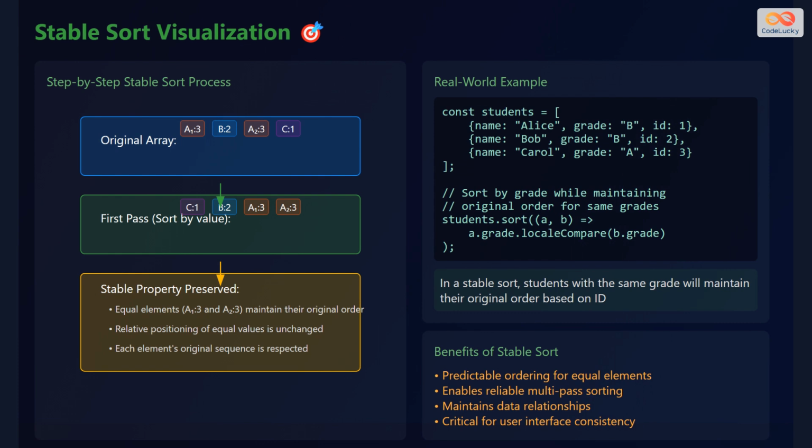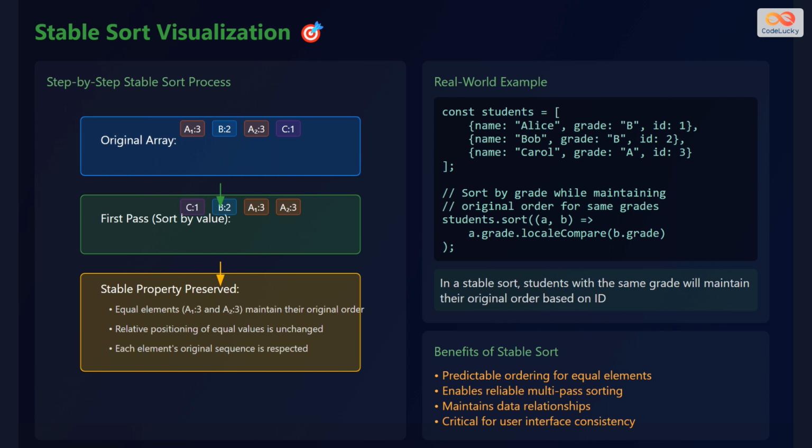The original array contains A1 with a value of 3, B with a value of 2, A2 with a value of 3, and C with a value of 1. On the first pass, we sort by the value. So, C with the value of 1 comes first, then B with a value of 2, and then A1 and A2 with a value of 3, in that order. The stable property is preserved, as equal elements, A1 and A2, maintain their original order. The relative positioning of equal values is unchanged and each element's original sequence is respected.